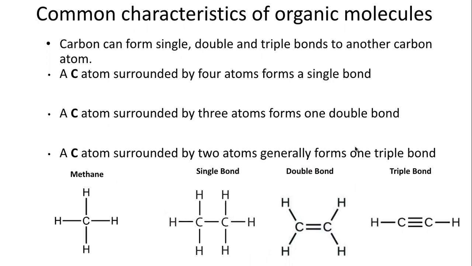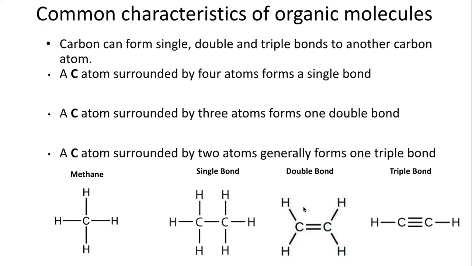So, carbon in organic molecules can form single, double, and triple bonds, but it cannot have more than four bonds to it. And if you have a molecule where you have a carbon atom that's surrounded by four atoms, it's going to form single bonds. So, this here again in our example of methane, you can see that the carbon is surrounded by four hydrogens. If the carbon is surrounded by three atoms, it forms one double bond.